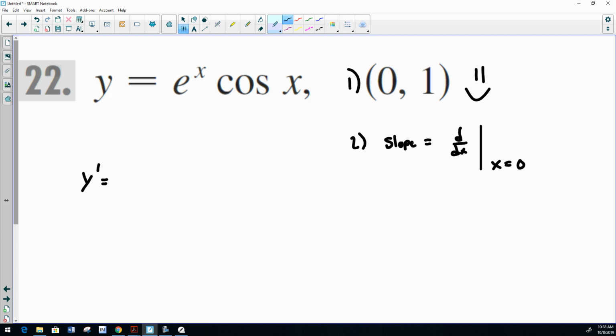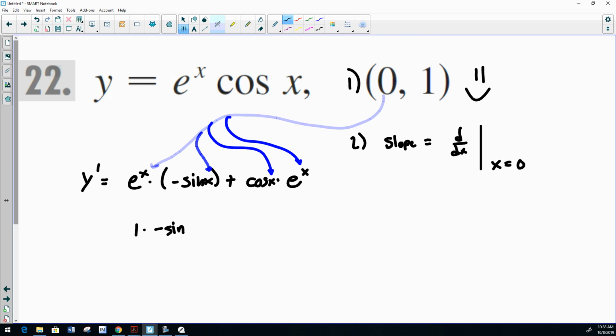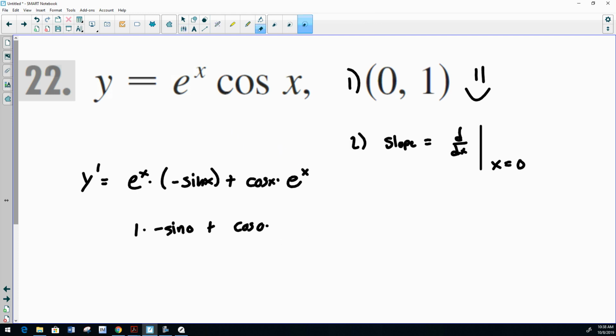So it was the first to the second plus the second to the first. I'm going to plug in 0 into every x spot. E to the 0 is 1. Negative sine of 0 plus cosine of 0. E to the 0 is 1, so I just write 1. So unit circle, right? Sine of 0 is clearly 0 plus 1. The answer is 1. The last thing we need is y minus 1 equals 1, x minus 0.